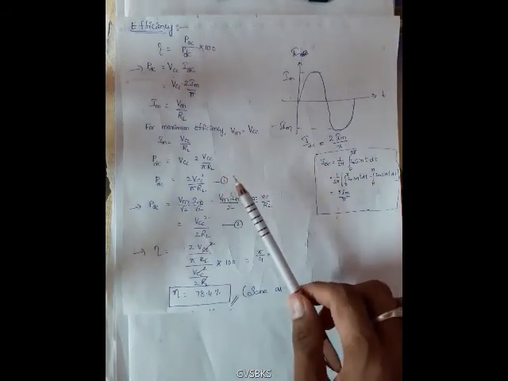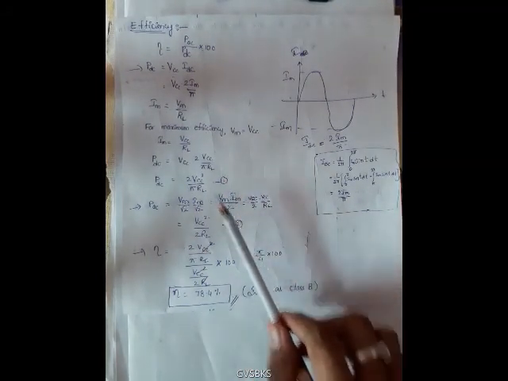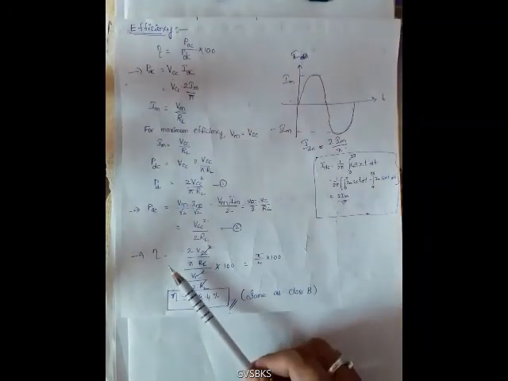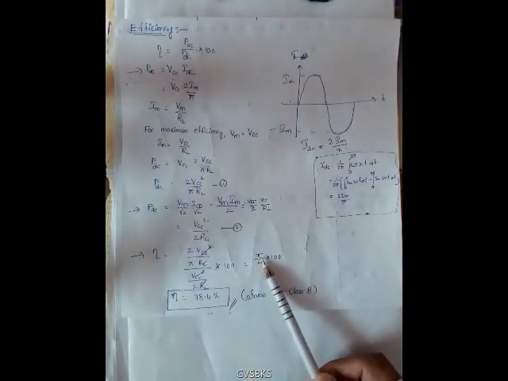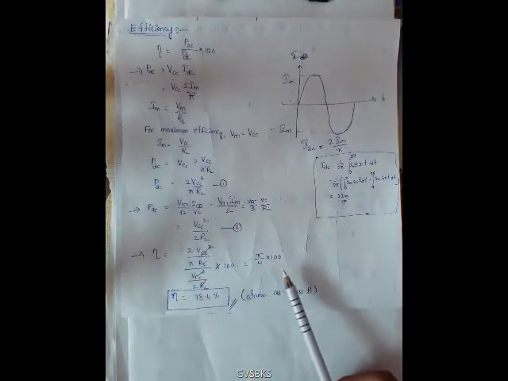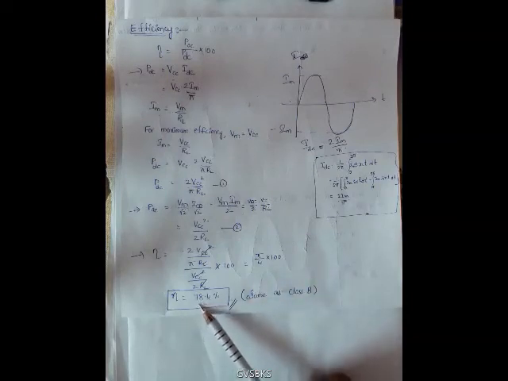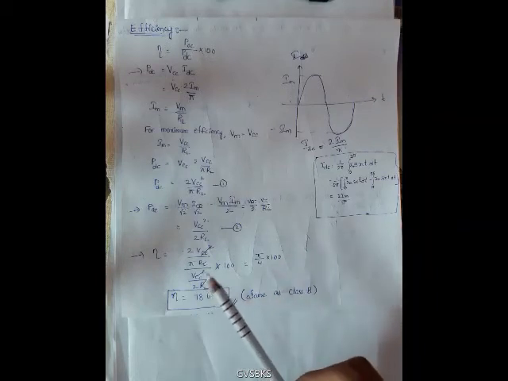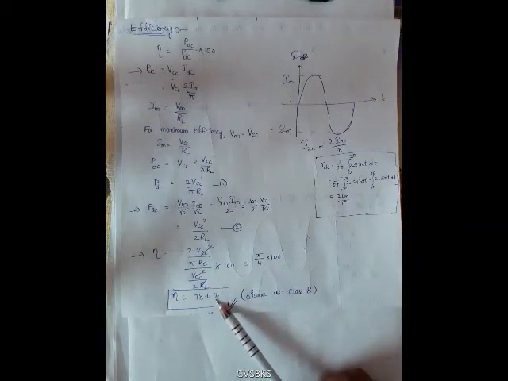By substituting equation 1 and equation 2 in the efficiency equation eta, which results in pi by 4 into 100, which is approximately equal to 78.4%. That is the efficiency of our Class B power amplifier.